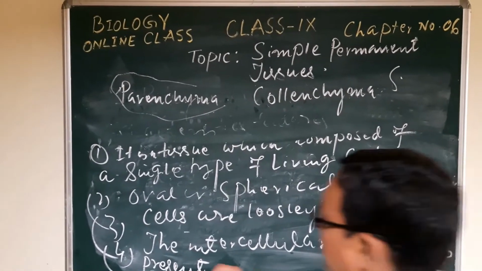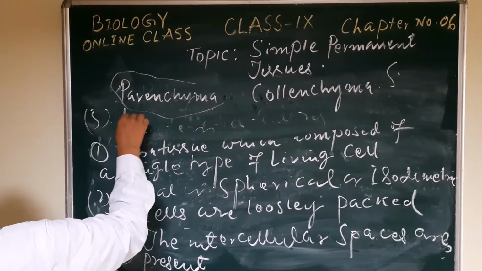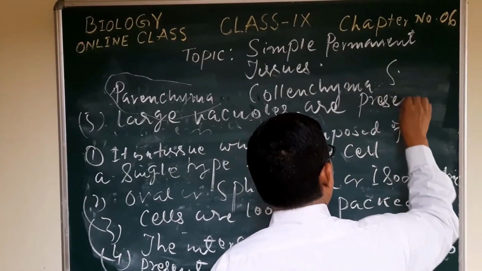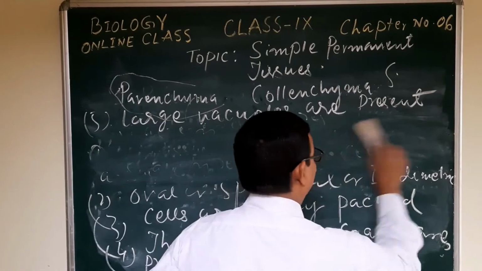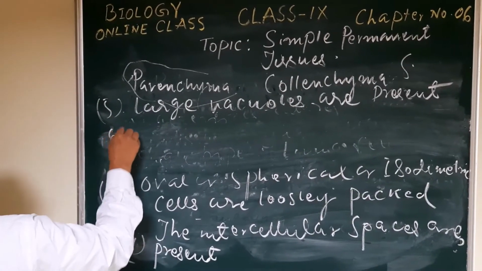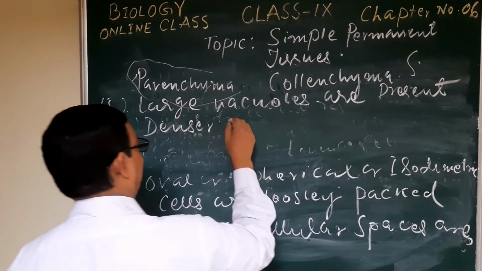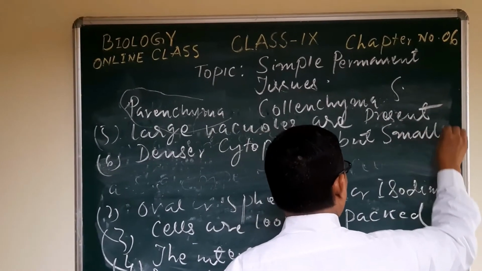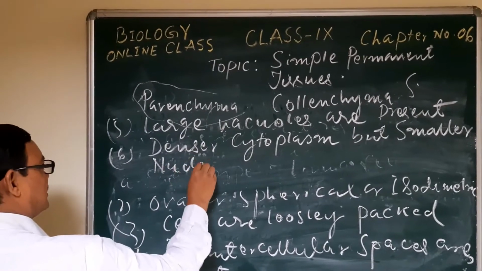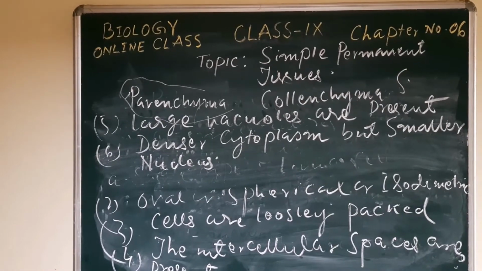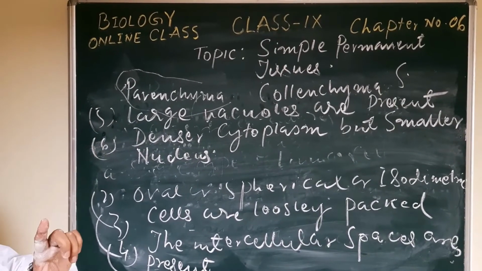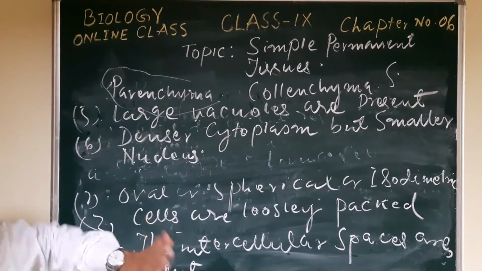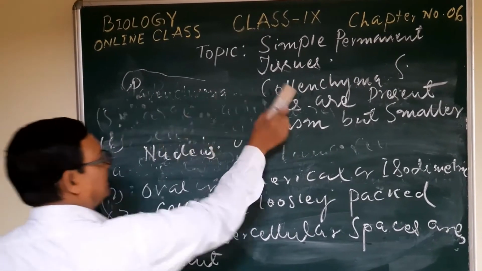The intercellular spaces are present, large vacuoles are present. Denser cytoplasm, but smaller nucleus. So these are some characteristic features of this parenchyma tissue. It is a simple permanent tissue made up of a single type of cell, and there are some special features of the cells which make this tissue. I have discussed them here in a few points.